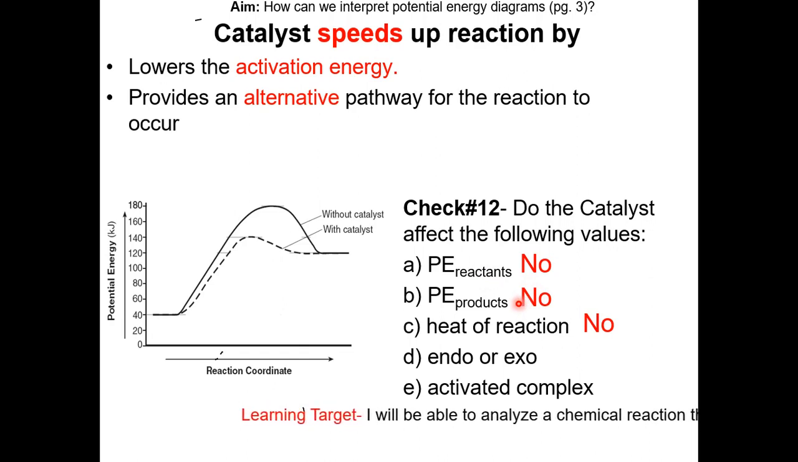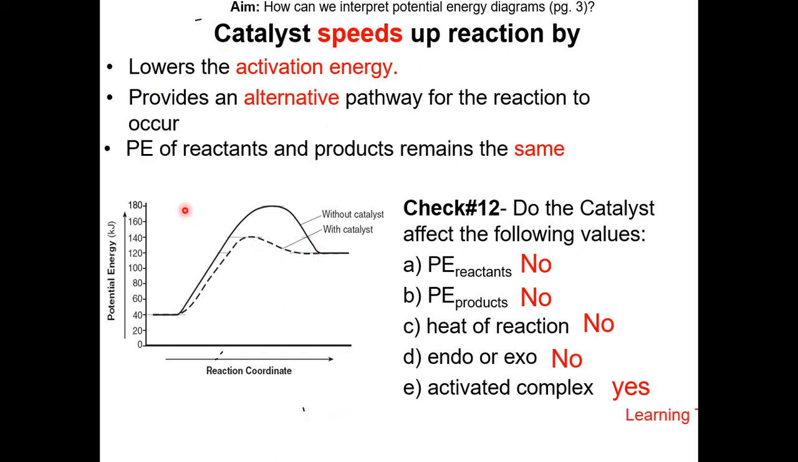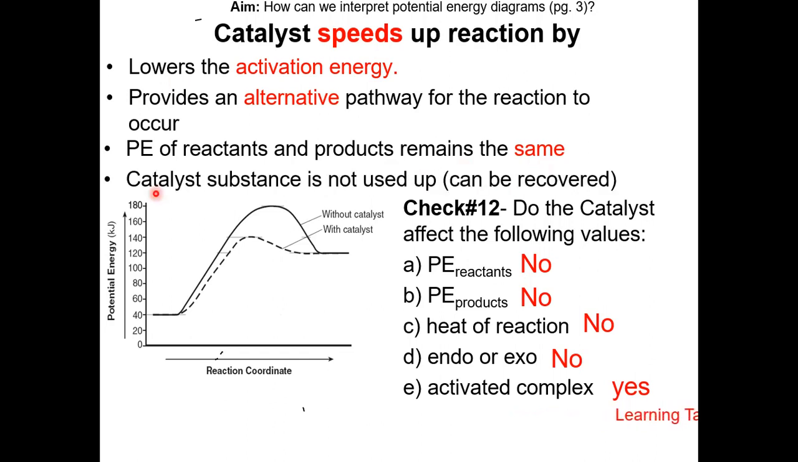Does the catalyst affect whether the reaction is endothermic or exothermic? No, it does not. As we can see from this diagram, adding a catalyst does not change the fact that this reaction is endothermic. Does the catalyst affect the activated complex? Yes, it does. It lowers the activated complex, which lowers the activation energy. To summarize, the potential energy of the reactants and products remains the same when a catalyst is added. The catalyst substance is not used up and can be recovered after the reaction.